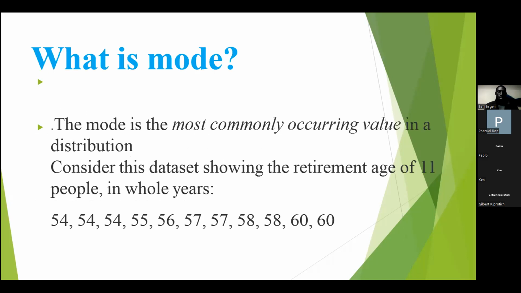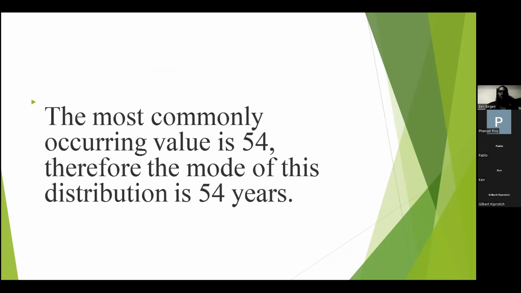We start with the mode. Mode is the most commonly occurring value in a distribution. I want to use this data set of retirees whose age bracket lies between 54 and 60. They are 11. We have 54 occurring 3 times, 55 one time, 56 one, 57 twice, 58 twice, and 60 twice. Since 54 occurs 3 times, more than the rest, 54 is the mode of the age of these retirees.